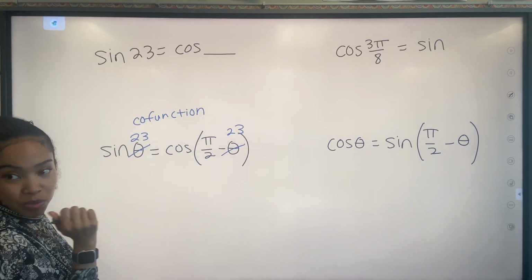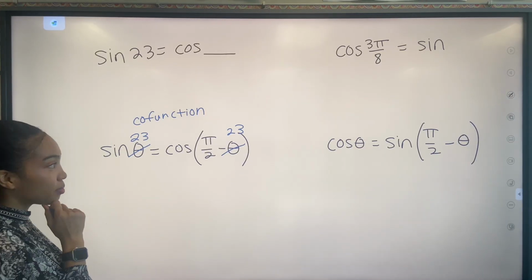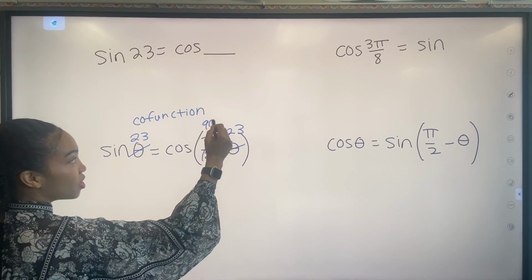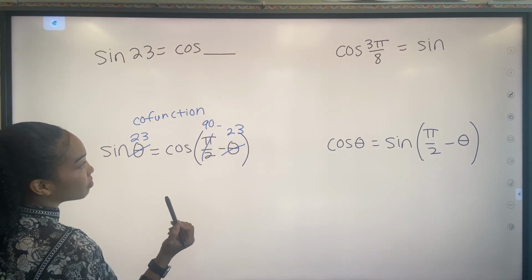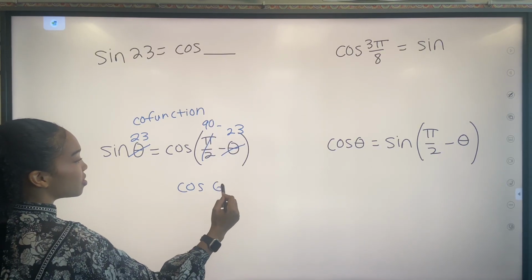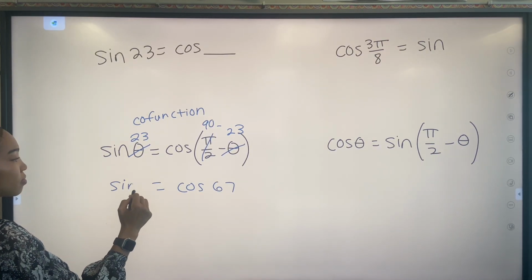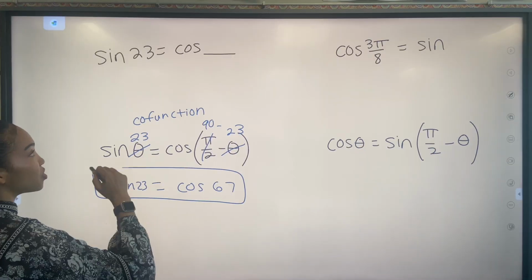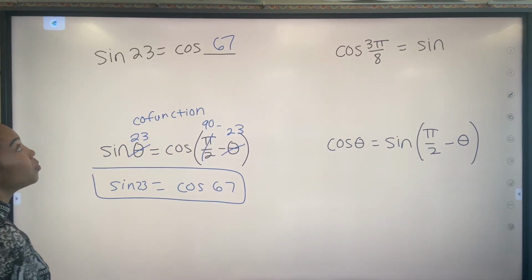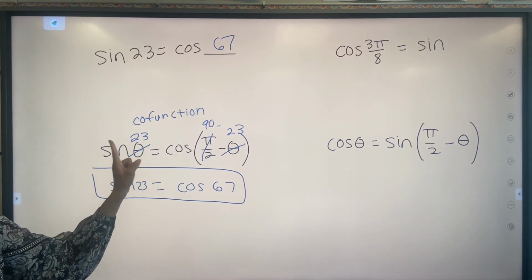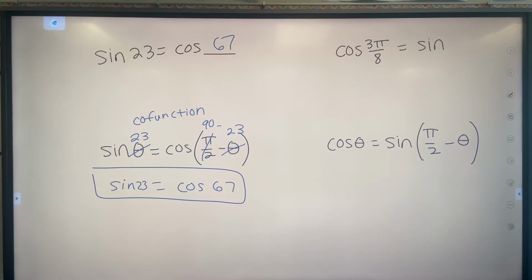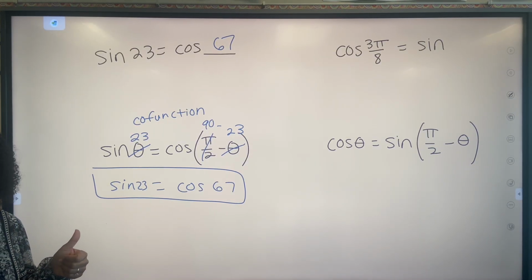Do you know what pi over 2 is? 90, okay. So you can think of this as 90. So what's 90 minus 23? That's just 67. So this is your answer. You just plug the angle into the cofunction identity. Does that make sense? Okay, nice.